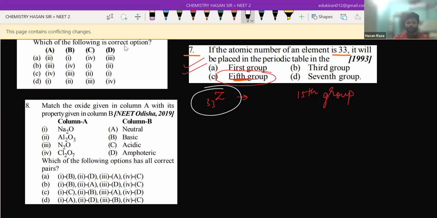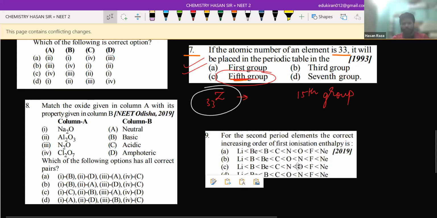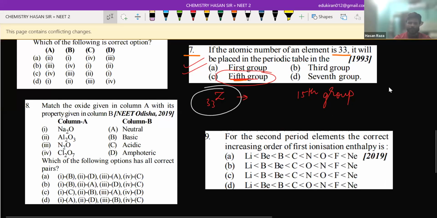Very good, Aisha. Ravi, let me know if you have any doubt in this. So I sent you my answer. Yeah, got it. Very good. Option A. Okay. Go for the ionization enthalpy.